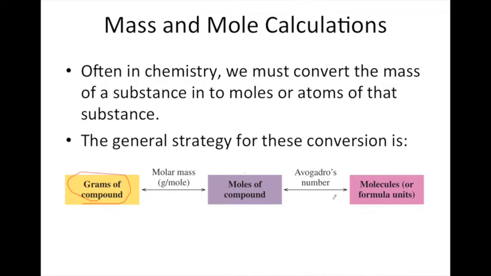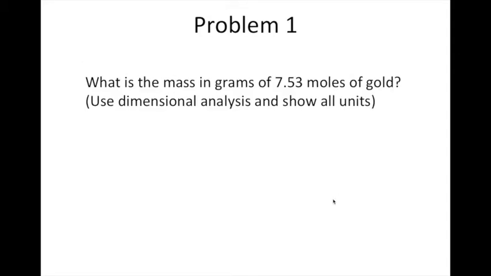So what we want to do in this video is give you some practice problems to help illustrate this strategy and help you be able to perform these calculations. So let's start right off with a problem. What is the mass in grams of 7.53 moles of gold? Now you're going to need to get a periodic table for these problems. Solve them using dimensional analysis. Show your units and your work. Pause the video and give this problem a try.